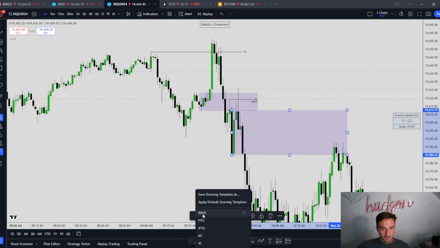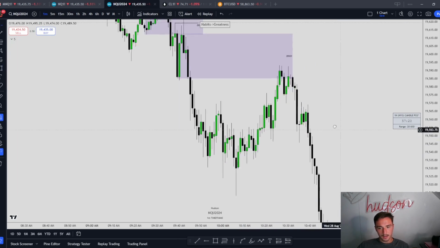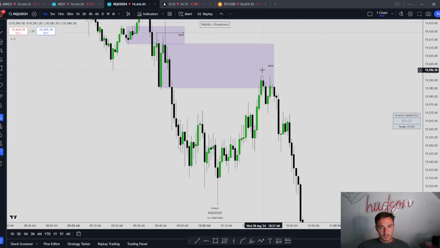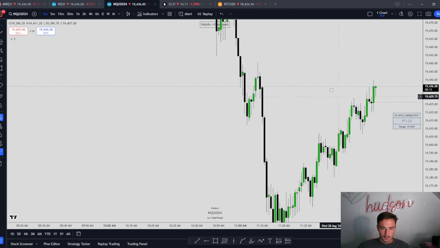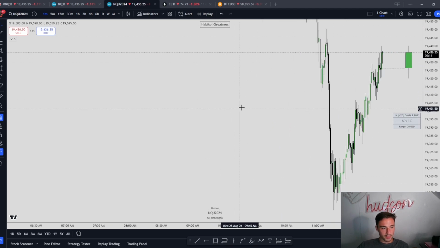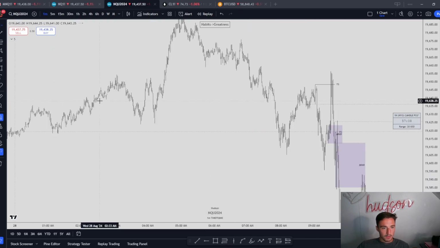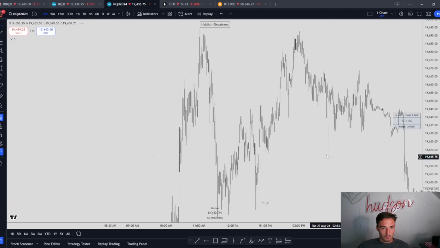Breaker. Right there's your breaker. Boom. Come up, tap into it, displace out of here, and then we continue lower the entire rest of the day until now, since we're getting this retracement. But this is how easy it is to spot breakers, right?